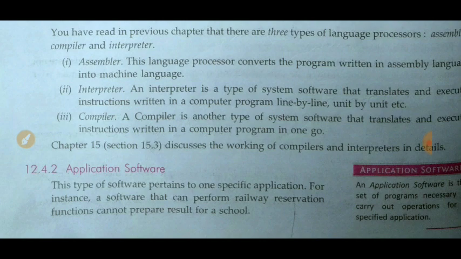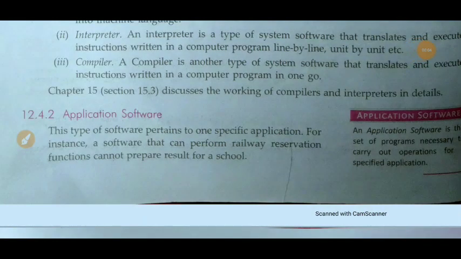Similarly, the third one is compiler. Compiler is another kind of system software that translates and executes instructions written in the computer program in one go. It will convert high level code to machine code in one go. At one go means the whole program it will convert at once. Clear?